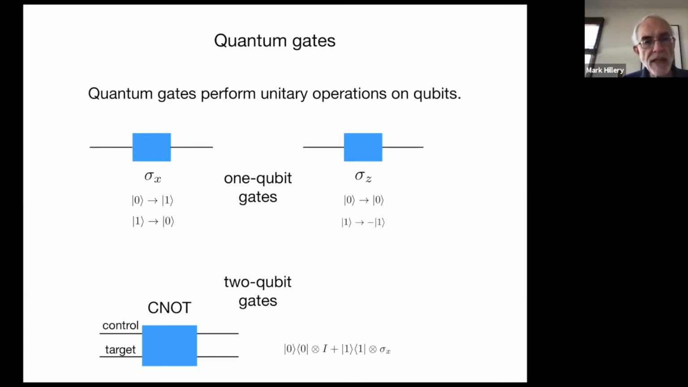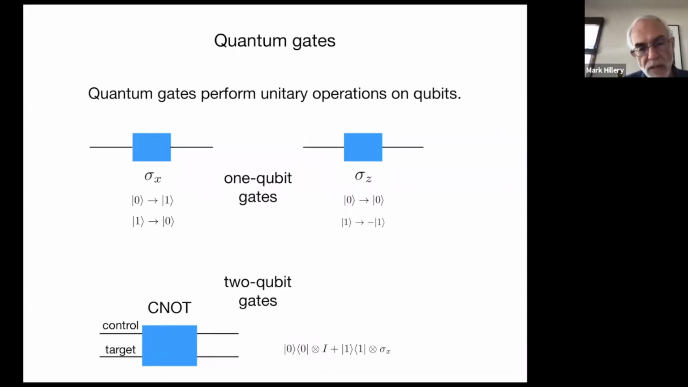Besides the 1 qubit gates, you also need 2 qubit gates, especially to produce entanglement. Okay, and the most common one is something called the CNOT or controlled NOT gate. It has 2 inputs. It has a control input and a target input. And what happens is shown down there at the bottom. Basically, if the control is in the state 0, nothing happens to the target. And if the control is in the state 1, it flips the target.